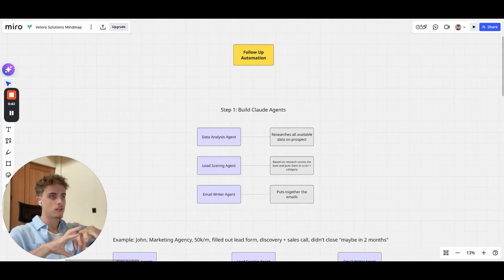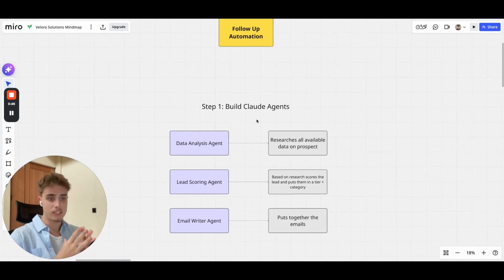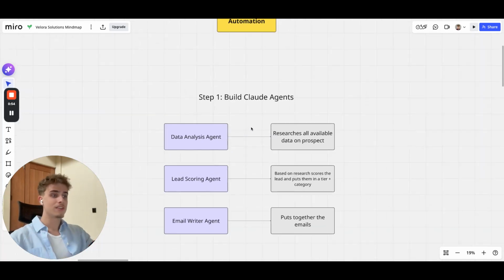But the biggest thing is the structure. How do you structure something like this? The first step is the Claude agents. We're going to use Claude Code to build the agents to do the work for us. All the manual work that takes a lot of time, Claude is going to handle for us. We're going to need 3 agents.